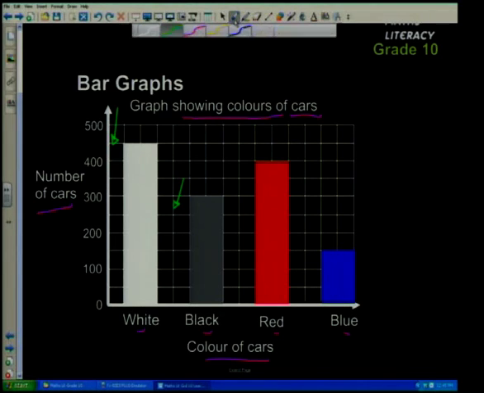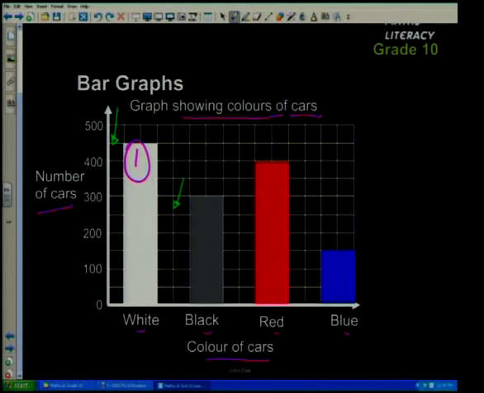So with my number of cars that I'm looking at, a total of 500. From this graph, what can I see? Well, I can see my most popular car color is the one that is the highest. So that is the most popular, the first one. Which is the least popular? Well, I'm going to look for the one that is the lowest. So that is my least popular.